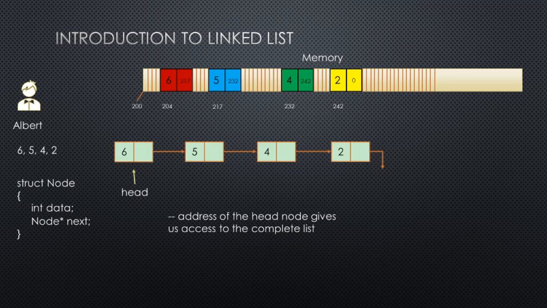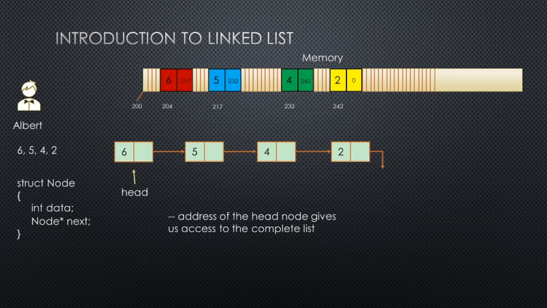Now, if we want to traverse the list, the only way to do it is we start at the head, and then we go to the first node, and we ask the address of the second node, and then we ask the second node the address of the third node, and so on. And this is the only way to access the elements in a linked list.